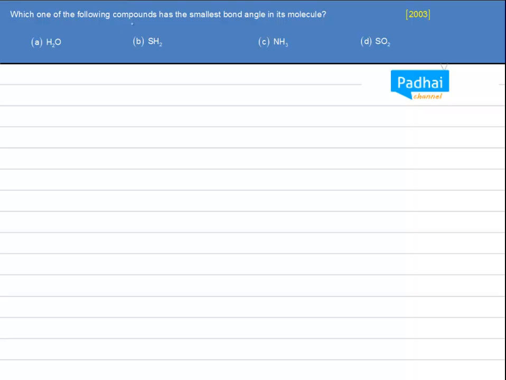Which one of the following compounds has the smallest bond angle in its molecule? This question came in 2003. Now we are given 4 compounds basically. Let us draw first of all the structures, right?